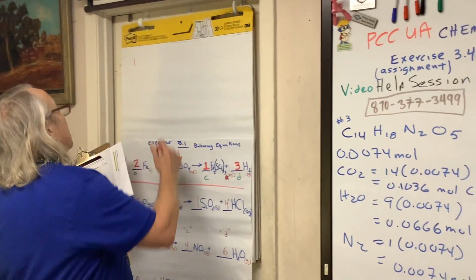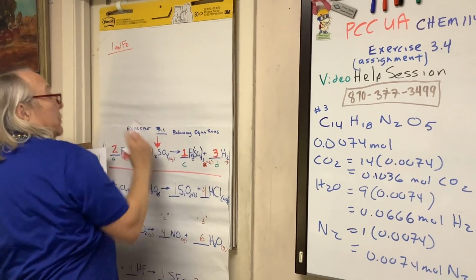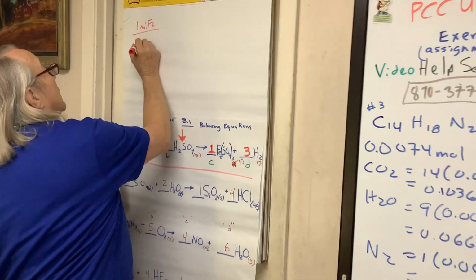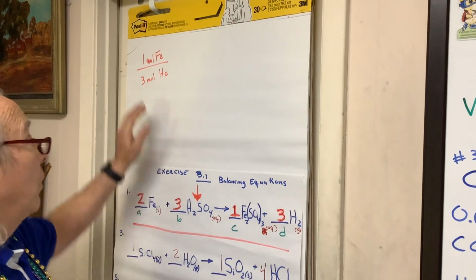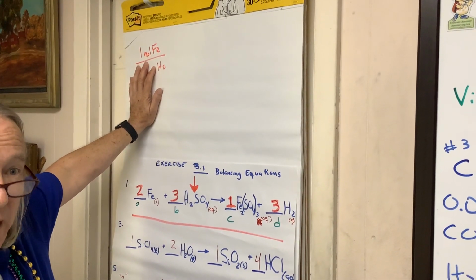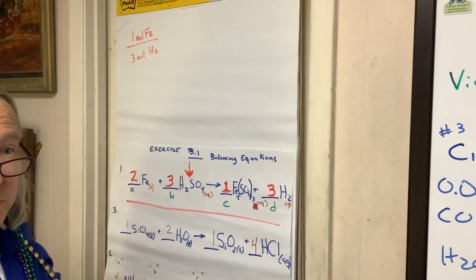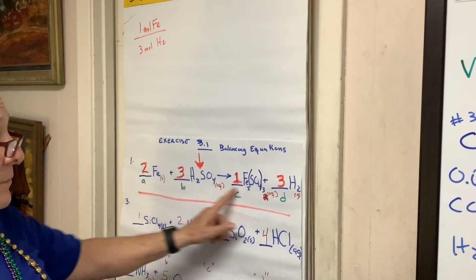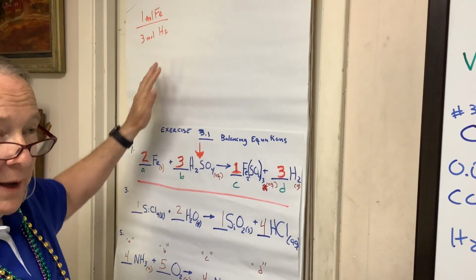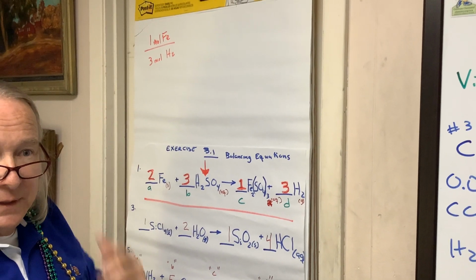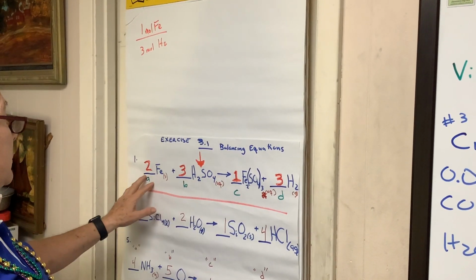In this equation, 1 mole of iron reacts to form 3 moles of hydrogen gas. 1 mole of iron, solid iron, when dissolved in acid, produces 3 moles of hydrogen gas. That's from the balanced equation. That is my mole ratio. But, as often happens in life, you don't have perfect balance. And we're not going to start with 2 moles of iron.